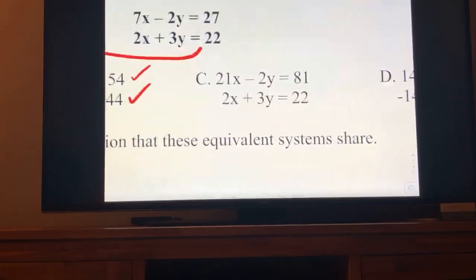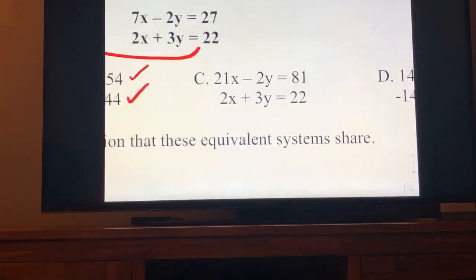What's wrong with C? The answer is no, so it would not have the same solutions. Can anyone tell me why C would not have the same solutions?